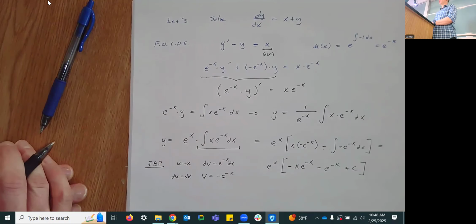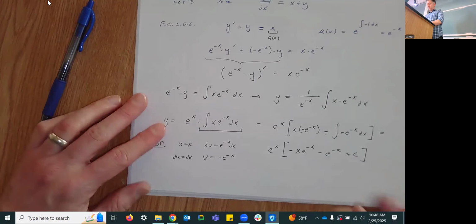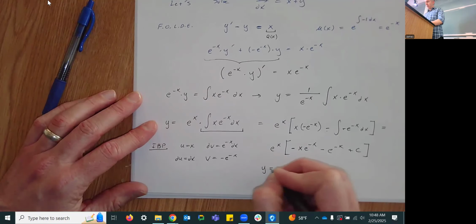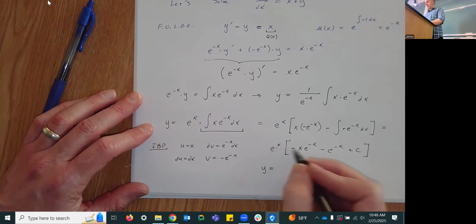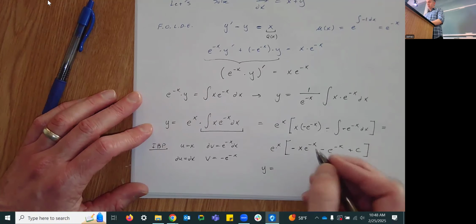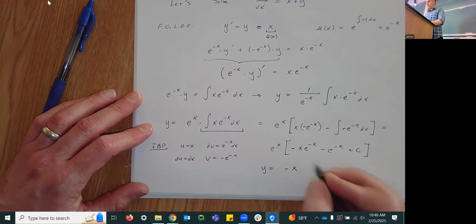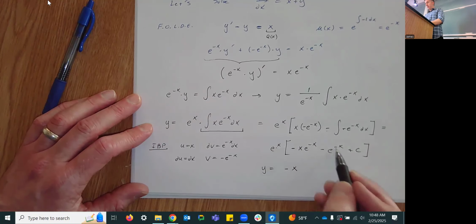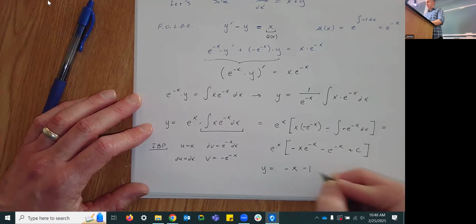I would choose to distribute the e to the x here and get that our solution is that y equals e to the x times e to the negative x is going to be e to the 0, which is 1. So we get a negative x, and then e to the x times negative e to the negative x is minus 1. And then we get c times e to the x.